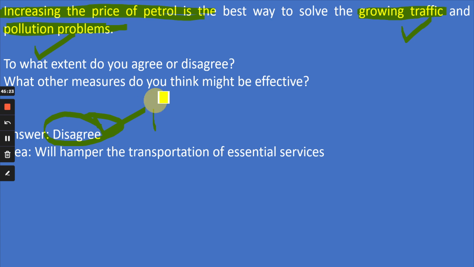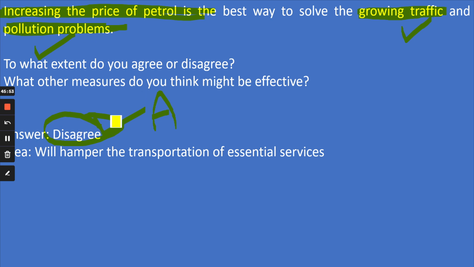But suppose he goes for agree, then his idea should clearly mention how increasing the price of petrol is going to solve the growing traffic and pollution problems. So if you go with disagree, give one reason why increasing the price of petrol will not solve the problem of growing traffic and pollution. If you go with agree, then give one reason how or why increasing the price of petrol will solve the problem of growing traffic and pollution.